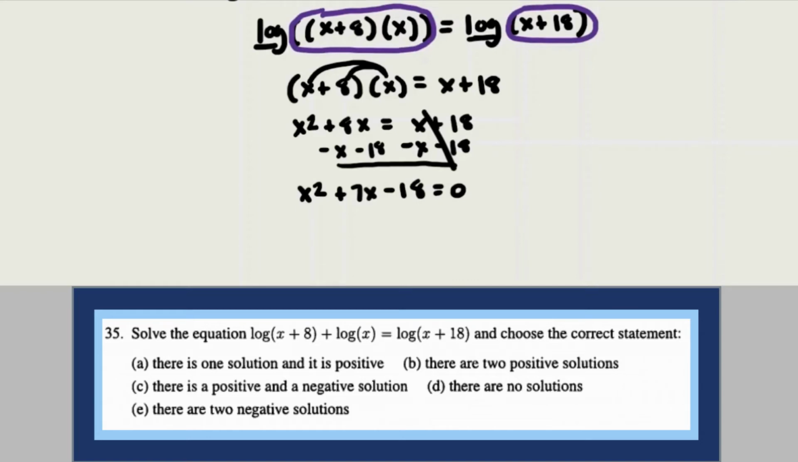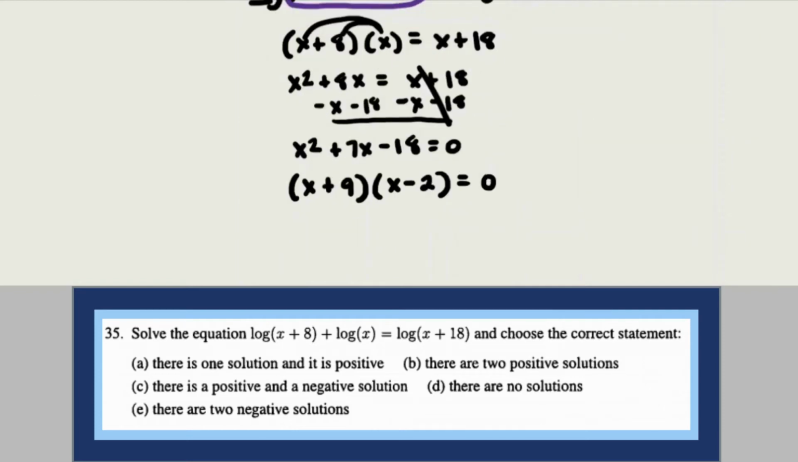So remember, when we factor, we're finding two numbers that will multiply to give us the last term, which in this case is negative 18, and add to give us the middle term, which is positive 7. So those two numbers would be x plus 9 and x minus 2. Positive 9 times a negative 2 will give us negative 18, and positive 9 plus a negative 2 will give us a positive 7.